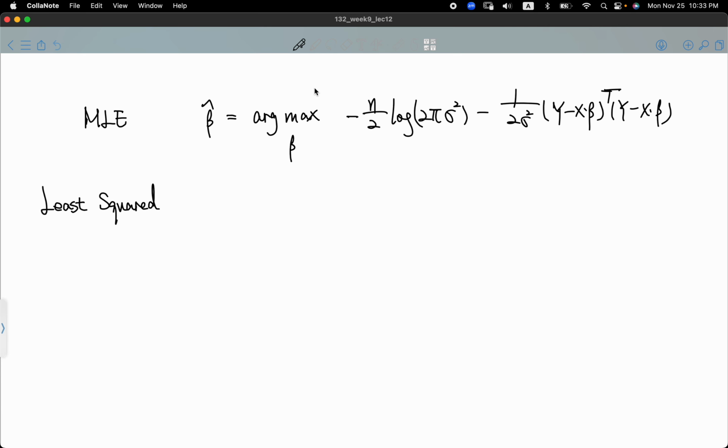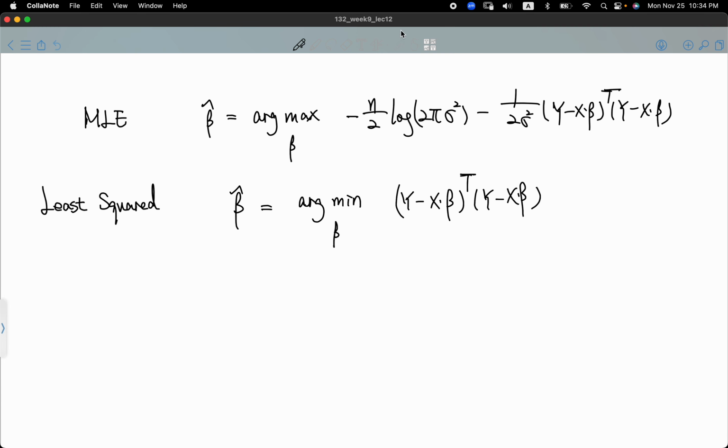So your beta hat is equal to the arg min. So the arg max will give you the beta such that this one is maximized. The arg min is also going to give you the beta such that the y minus x beta transpose y minus x beta is minimized. Okay, so this is sometimes called the error, the residual.